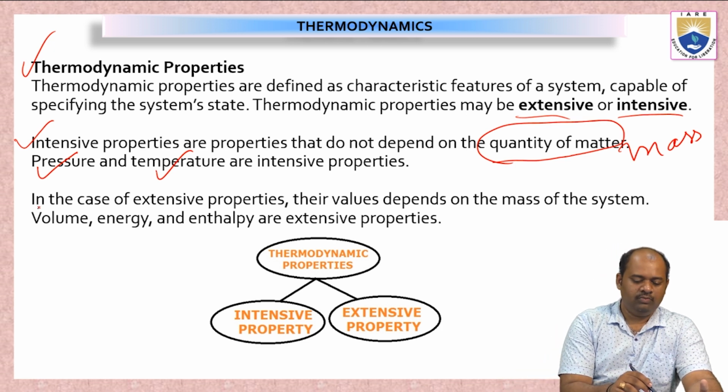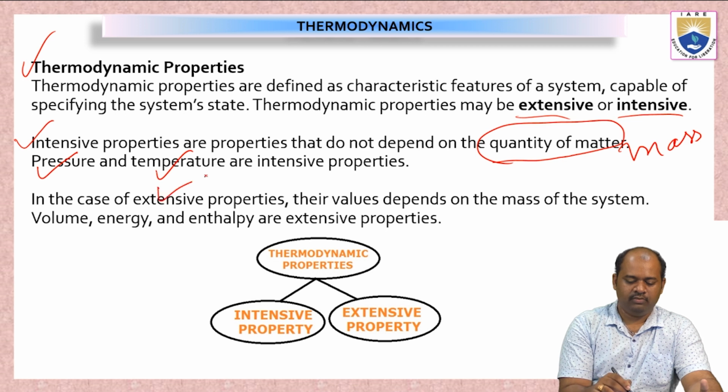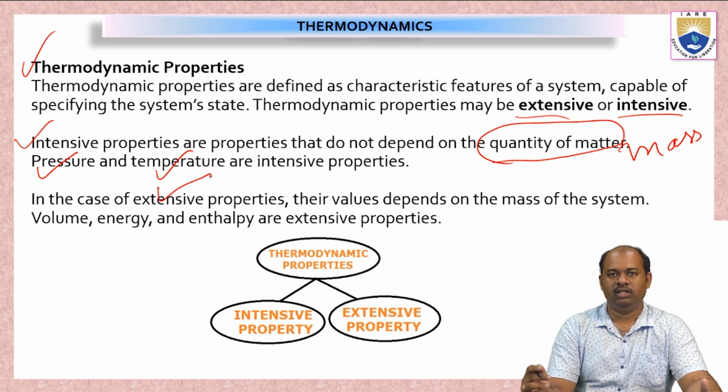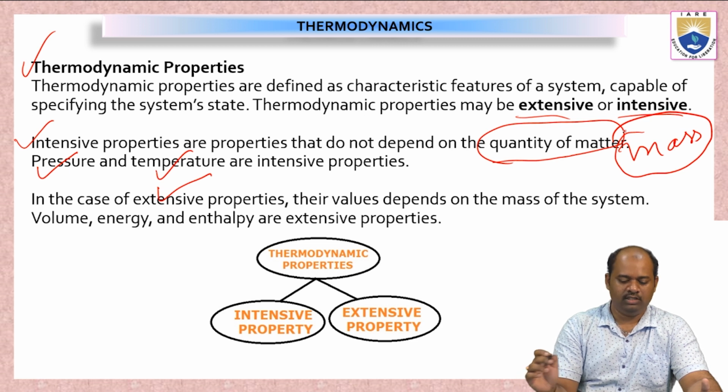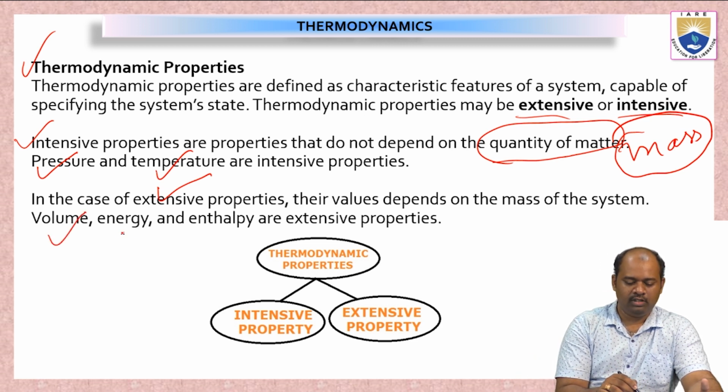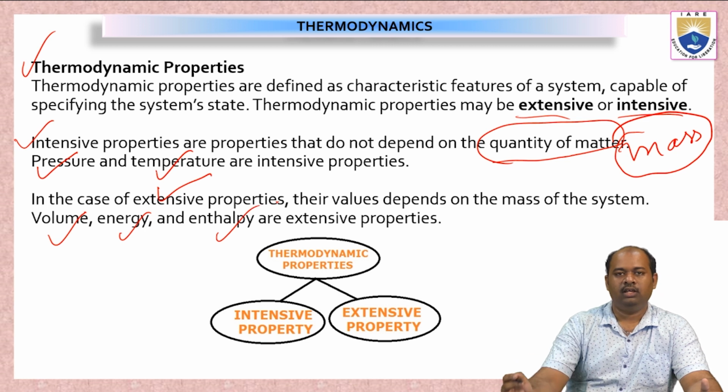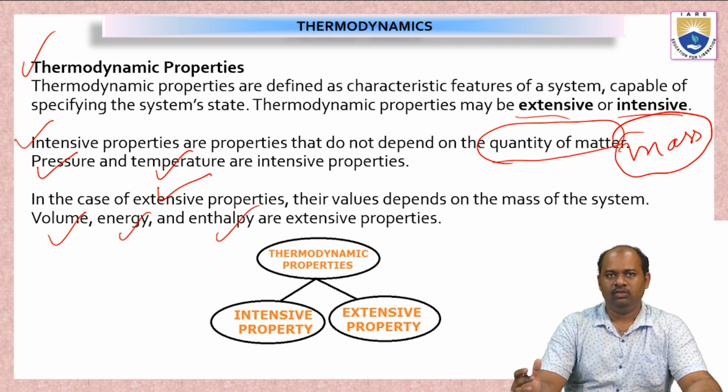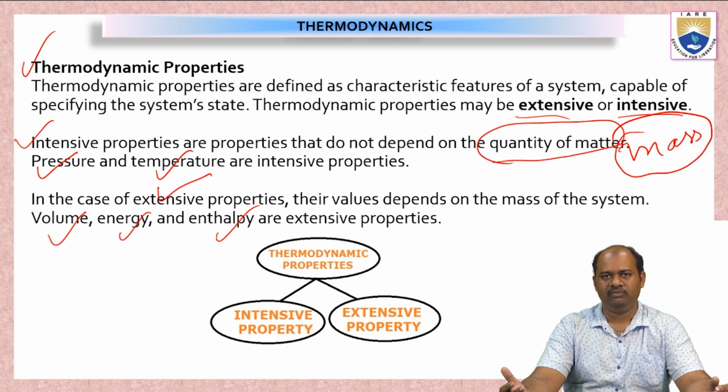And then we have extensive properties. In extensive properties, these values will directly depend on the mass. They will depend on the mass of the system. Some examples are volume, energy, enthalpy, etc. Volume is directly related to the mass. Depending on the mass, the volume will increase or decrease. Similarly, energy and enthalpy. These properties are called extensive properties, where these properties will directly depend on the mass of the system.